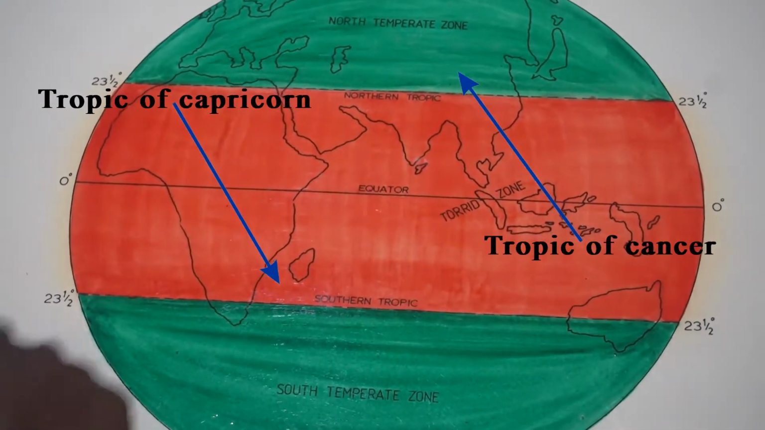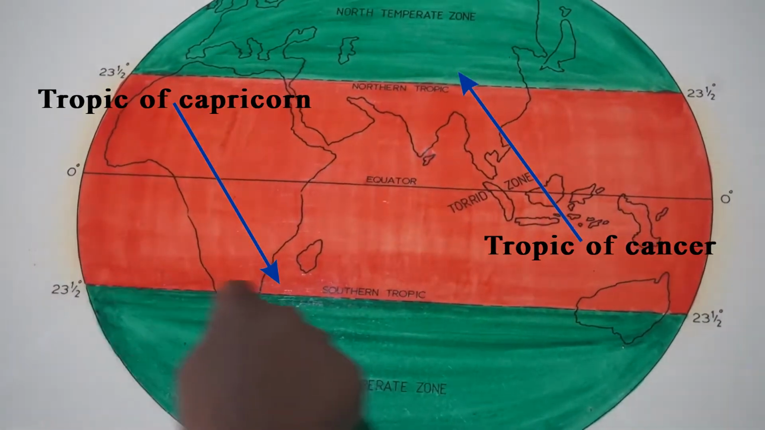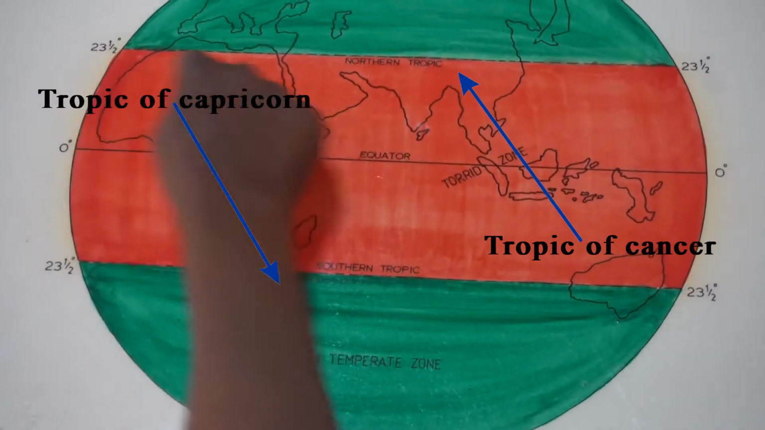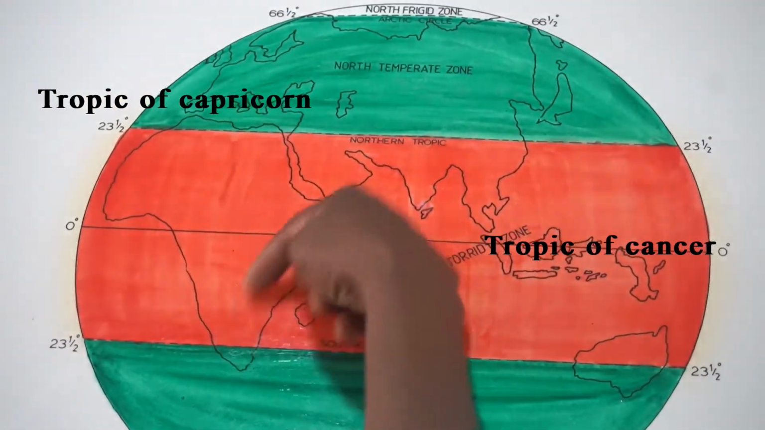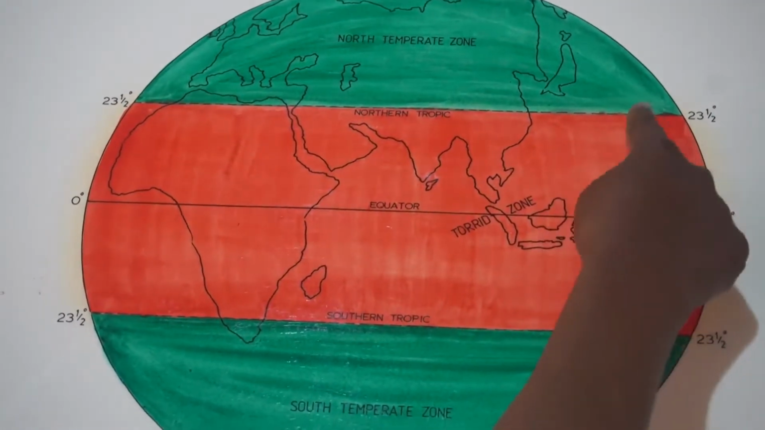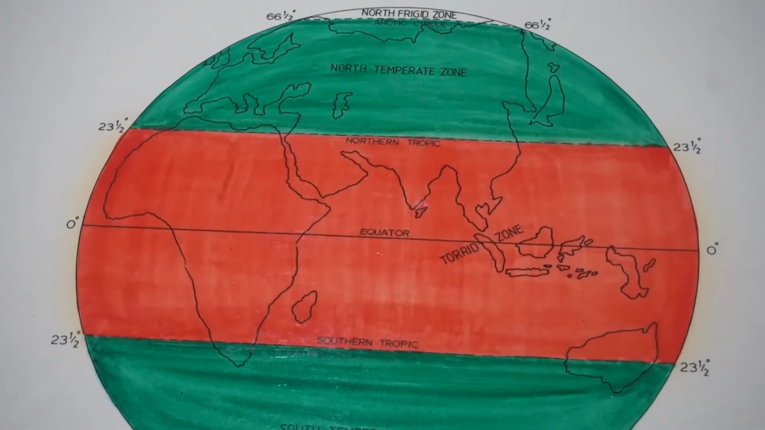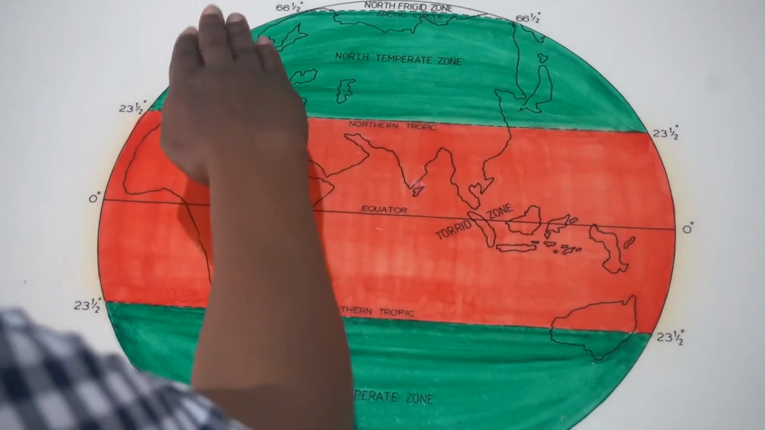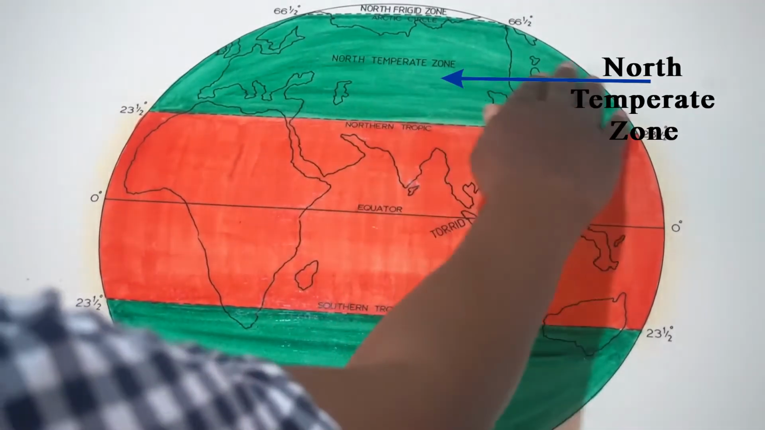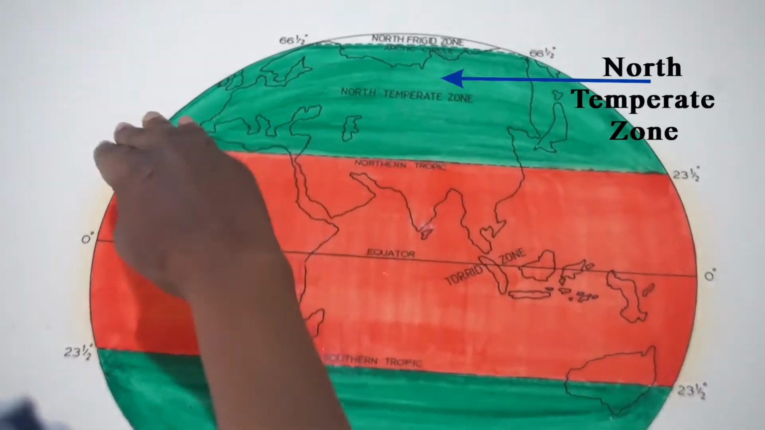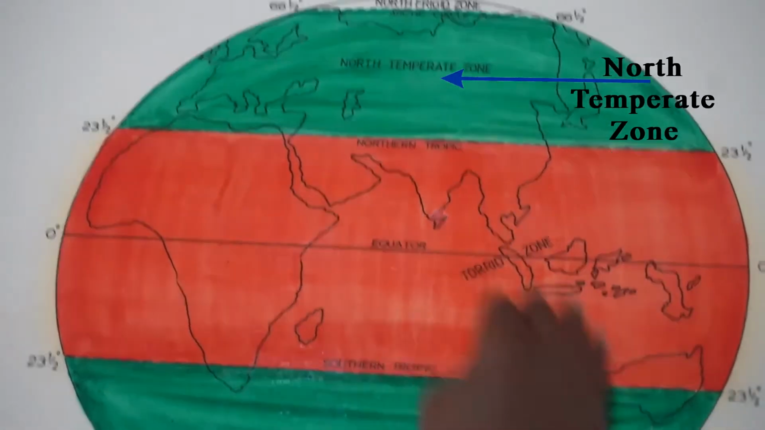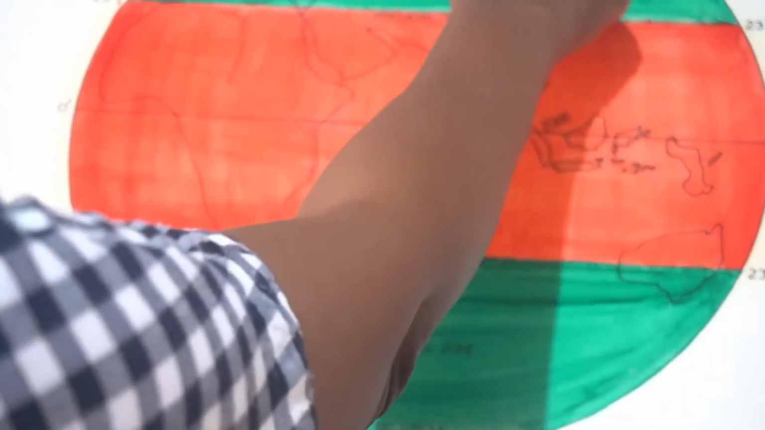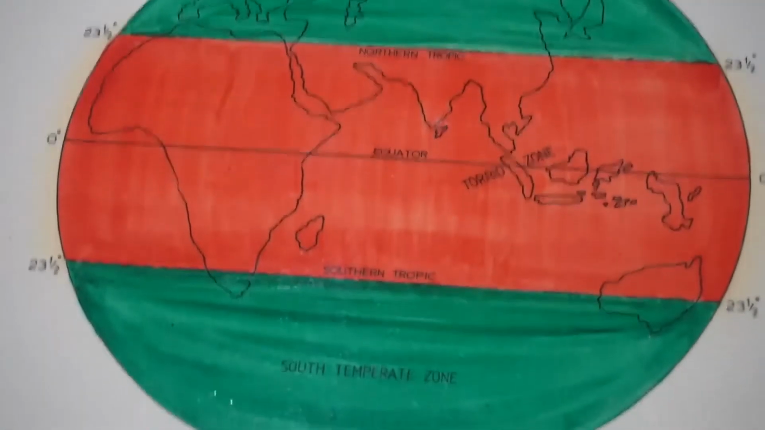Tropic of Cancer, Tropic of Capricorn, those imaginary lines in between which the perpendicular rays are always moving up and down. And of course we have a temperate zone, north temperate zone, south temperate zone, the north frigid zone, the south frigid zone.